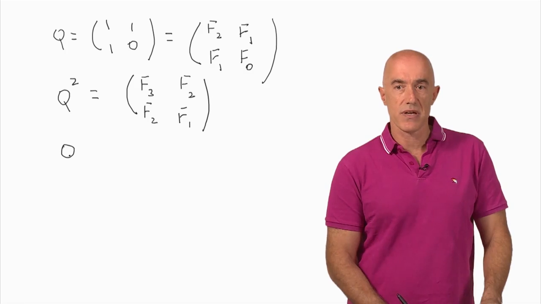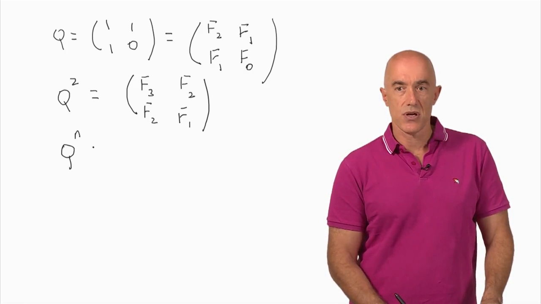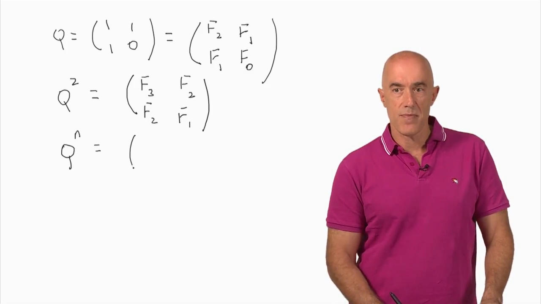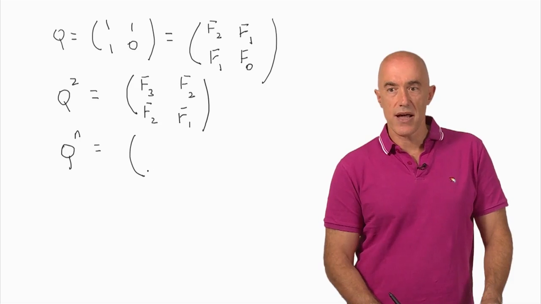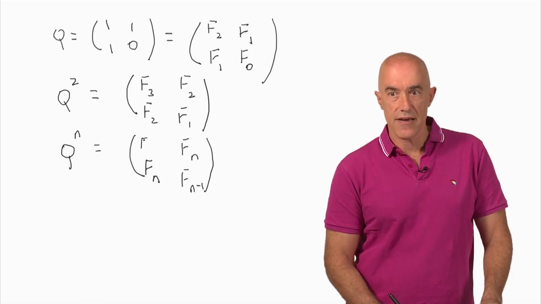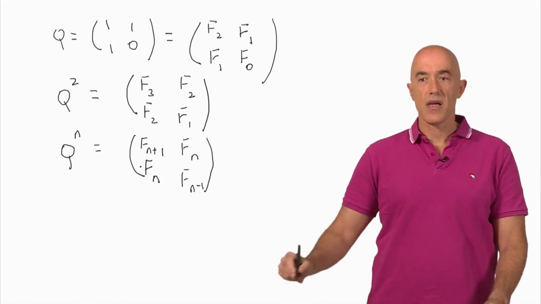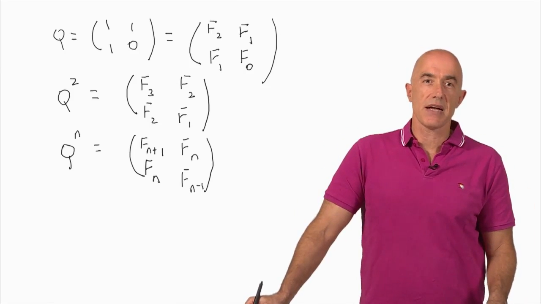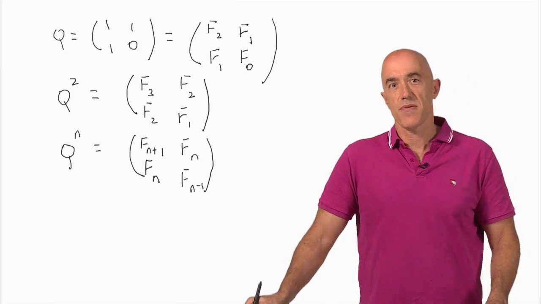So I think at this point we can write down the general result. So Q to the nth power: this lower element here matches the power, so this is F sub n. This corner element up here matches the power, so this is F sub n. And then F1 is one lower, so this is F sub n minus 1. And F3 is one higher, so this is F sub n plus 1. Okay? And that's the general result for the Fibonacci Q matrix raised to the nth power.